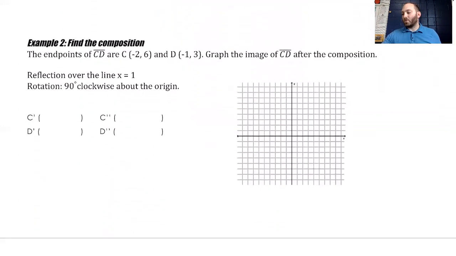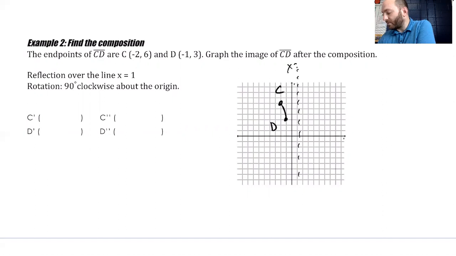Okay, so we have endpoints of CD are at -2, 6. 1, 2, 3, 4, 5, 6. There's C, and D is at -1, 1, 2, 3. So I have a line segment here. Graph the image of CD after this composition. So the first thing is to graph a reflection over the line x equals 1.